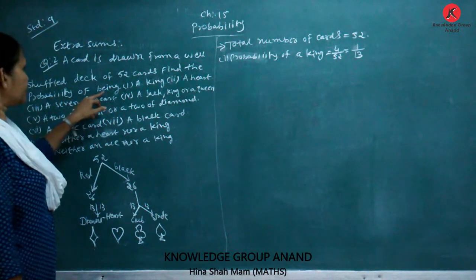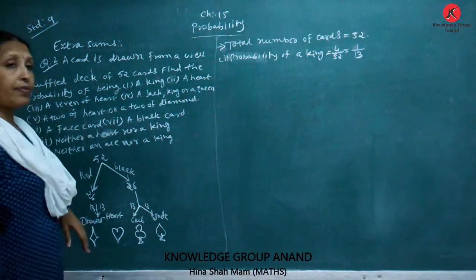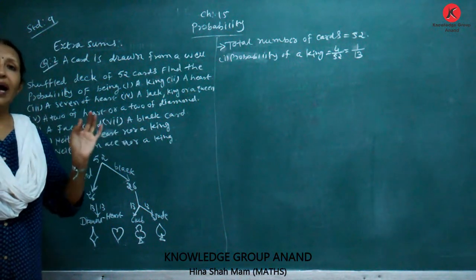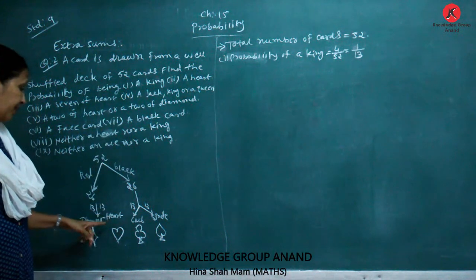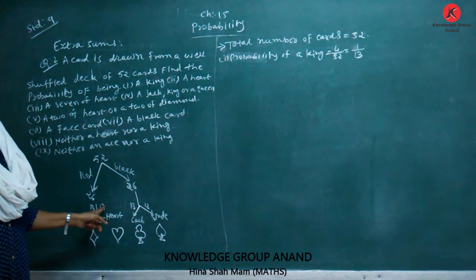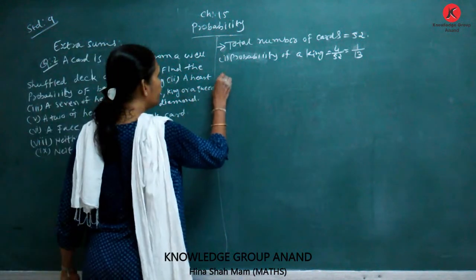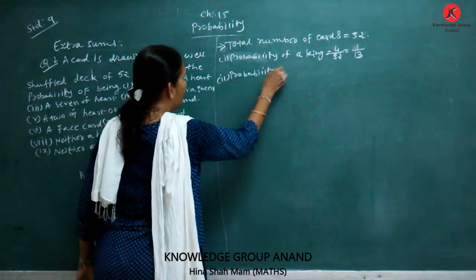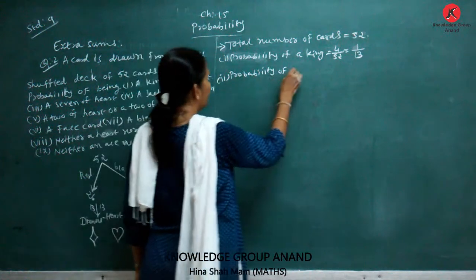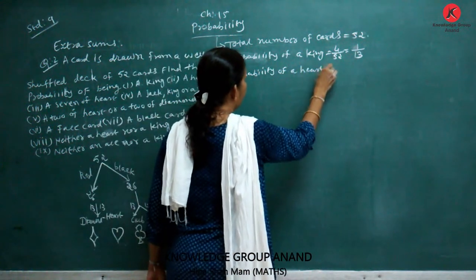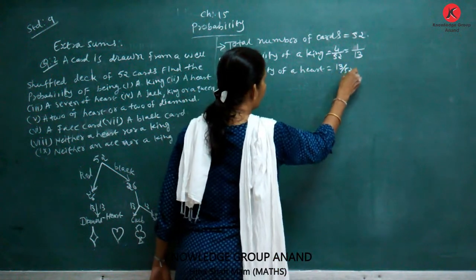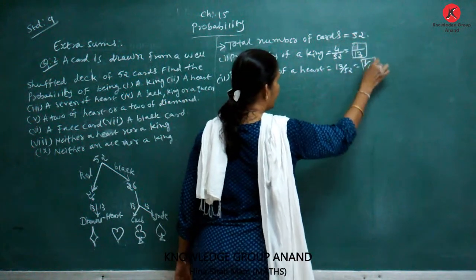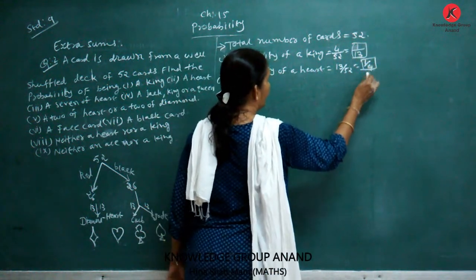Second number, a heart. How many cards of heart? We choose randomly one card. All are equally likely events. Therefore, hearts are 13 cards. Then probability of a heart is equal to 13 by 52, which is 1 by 4.